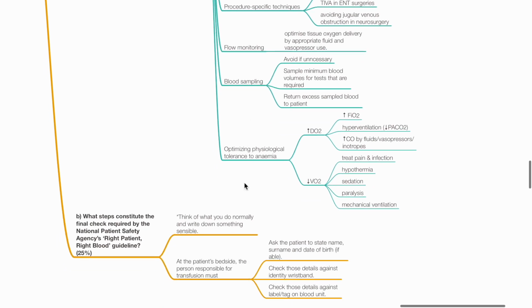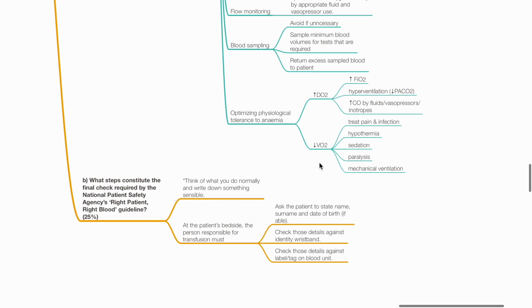Optimizing physiological tolerance to anemia, increase DO2 by increasing FiO2, reducing PaCO2, and increasing cardiac output by fluids, vasopressors, or inotropes. Reduce VO2 by treating pain and infection, hypothermia, sedation, paralysis, and mechanical ventilation.